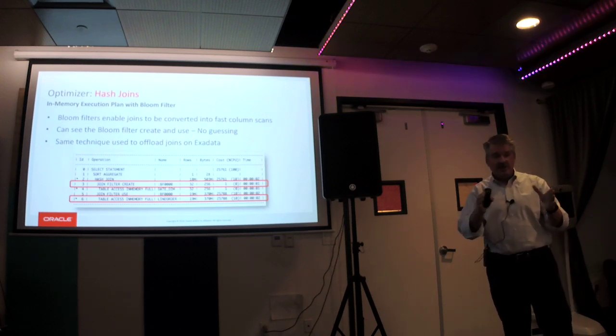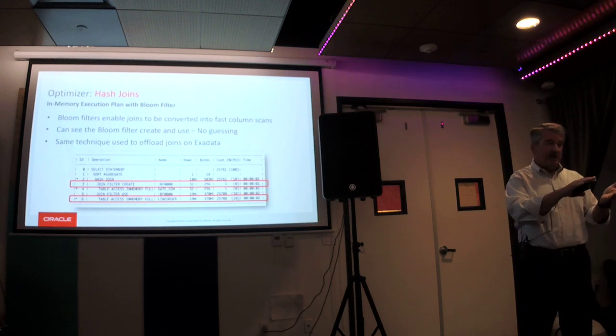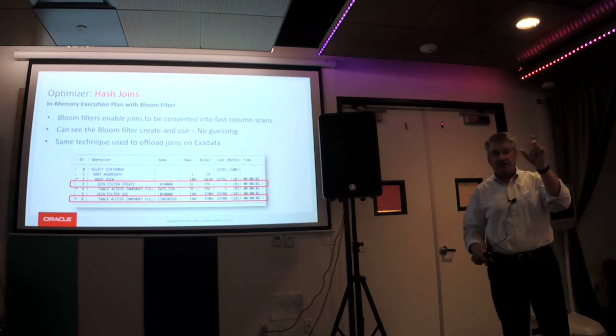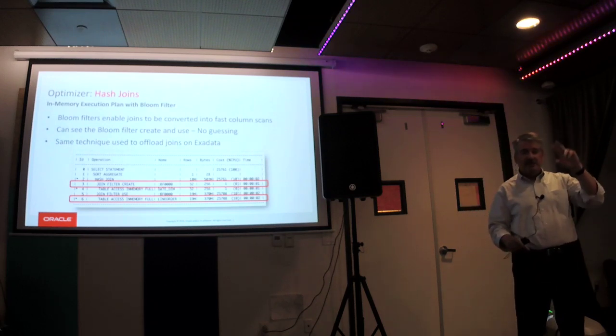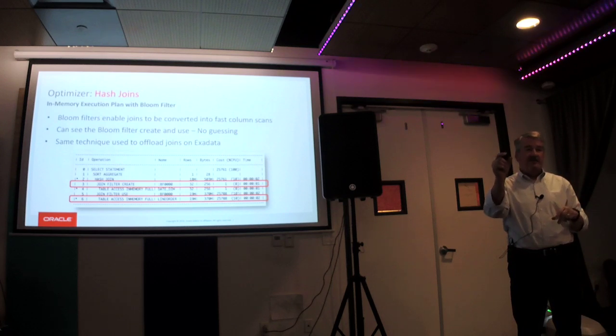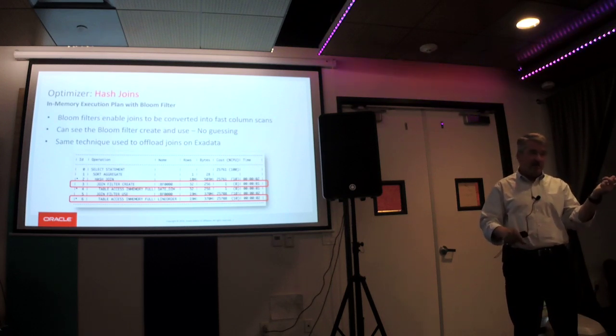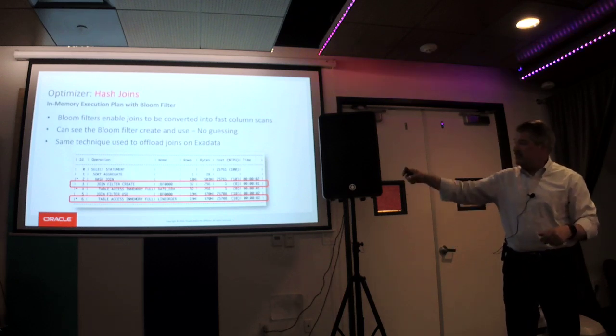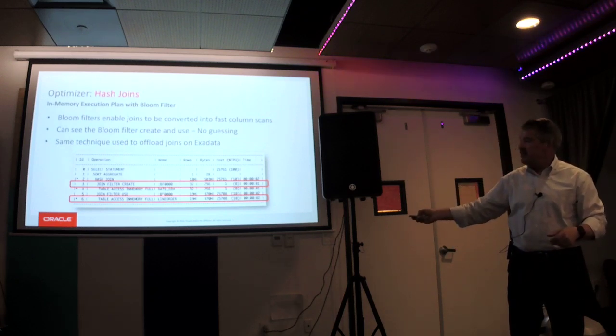We can actually use, if you have a filter predicate, a bloom filter and avoid the probe, and only have to go back to the hash table in the PGA just to materialize the values from the smaller table that we built the hash table on. So it's pretty interesting, quite a bit of speed up.